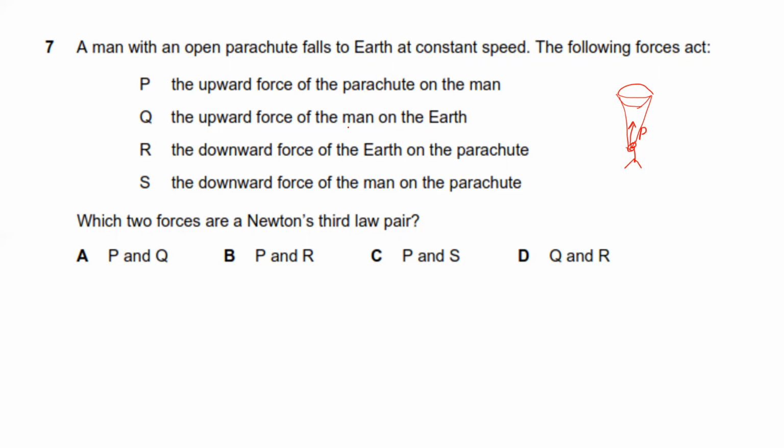Q, the upward force of the man on the earth. Okay, so upward force, say Q, that is of the man on the earth. R is the downward force of earth on the parachute. So this is R. And then S is the downward force of the man on the parachute.